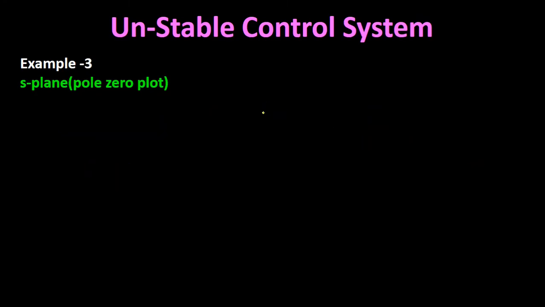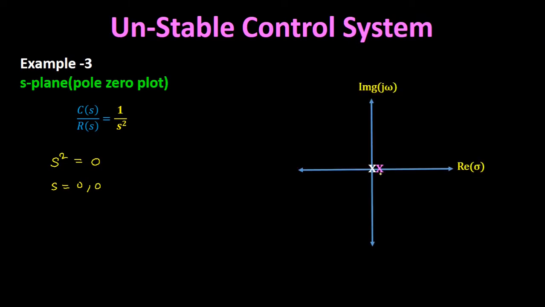The next example is C(s)/R(s) is equal to 1 upon s square. To find the poles of this transfer function, we have to equate s square is equal to 0. So we get s is equal to 0, 0. That means two poles will exist at the origin. Because of these two repeated poles at the origin, this system is an unstable system.